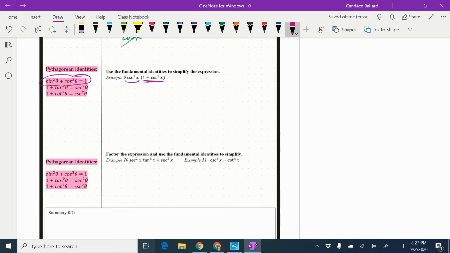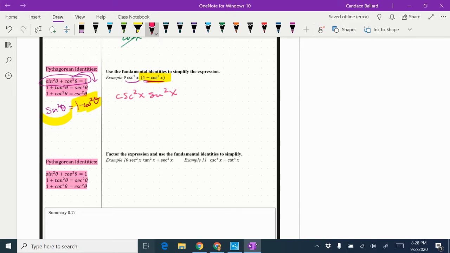I know that this piece here has a cosine squared and a 1. I'm going to try to subtract the cosine to the other side. So I get sine squared theta equals 1 minus cosine squared theta. And you'll notice that this and this are the same. So that means I can substitute in sine squared for it. So I get cosecant squared x times sine squared x.